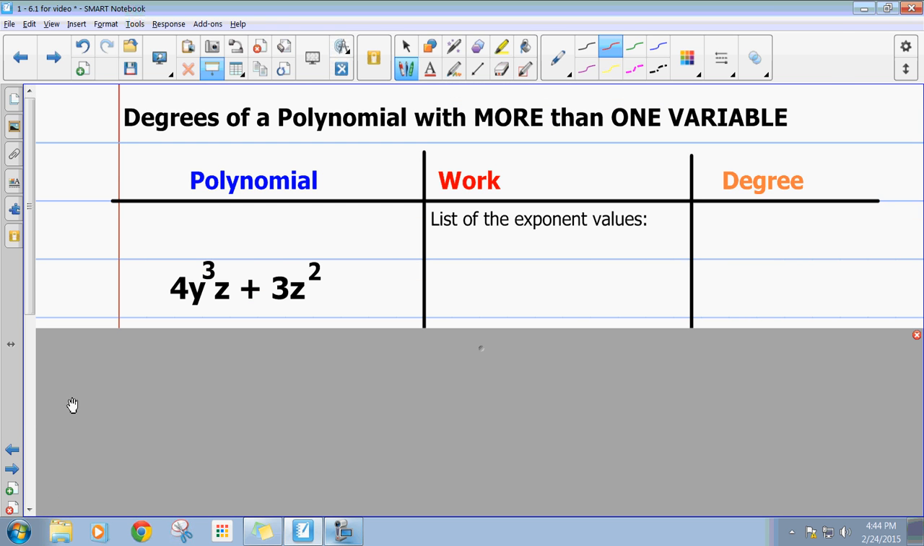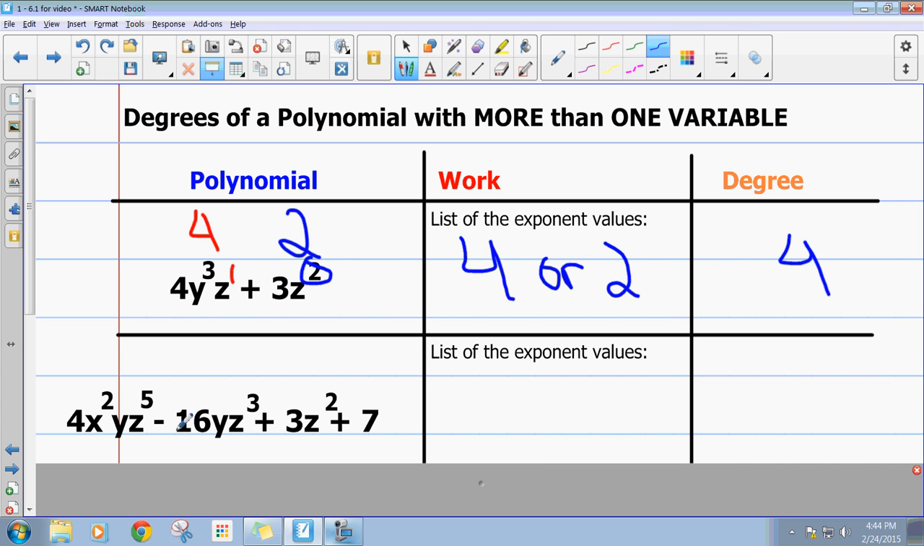A couple more that are trickier. Y to the power of 3, z would be to the power of 1. Altogether, that particular term has a degree of 4, the 3 and the 1. The next term, 3z squared, only has the one exponent, which is a 2. So we're asking ourselves, is it the 4 or is it the 2? And the degree is the 4.